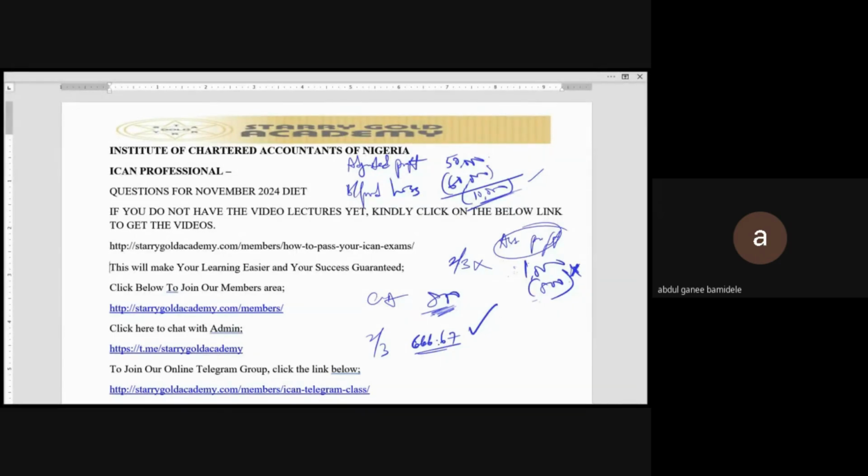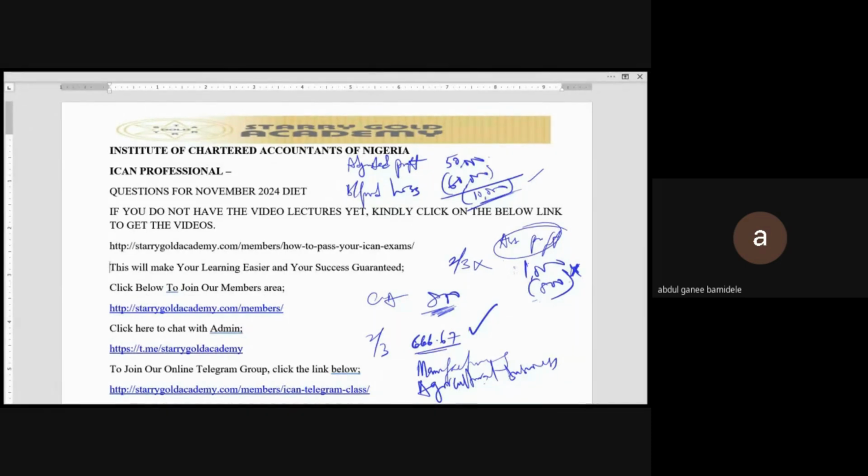So the best practice is to take this 666.67, except where the company is a manufacturing company, or the company is into agricultural business.